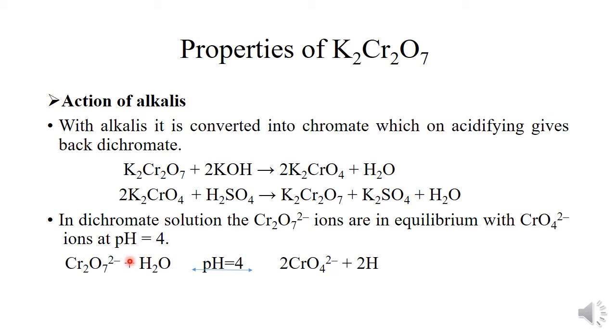One important point over here: the oxidation state of chromium in the dichromate ion and chromium in the chromate ion is the same, that is +6.